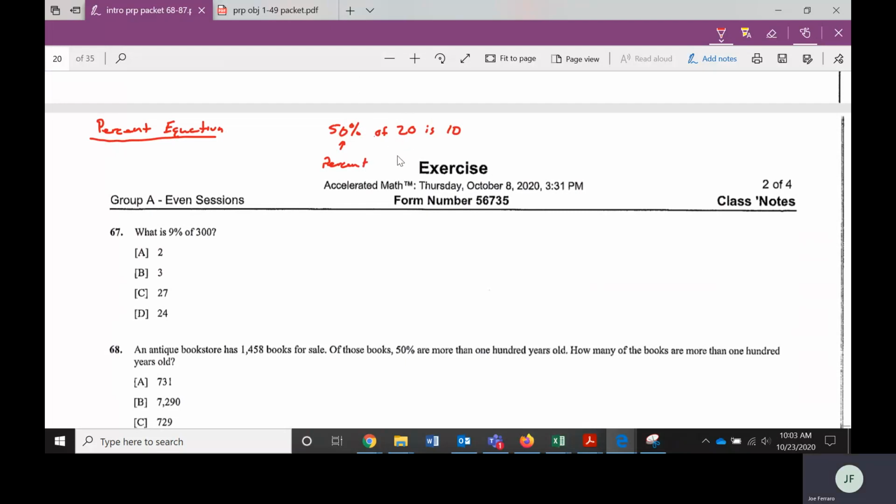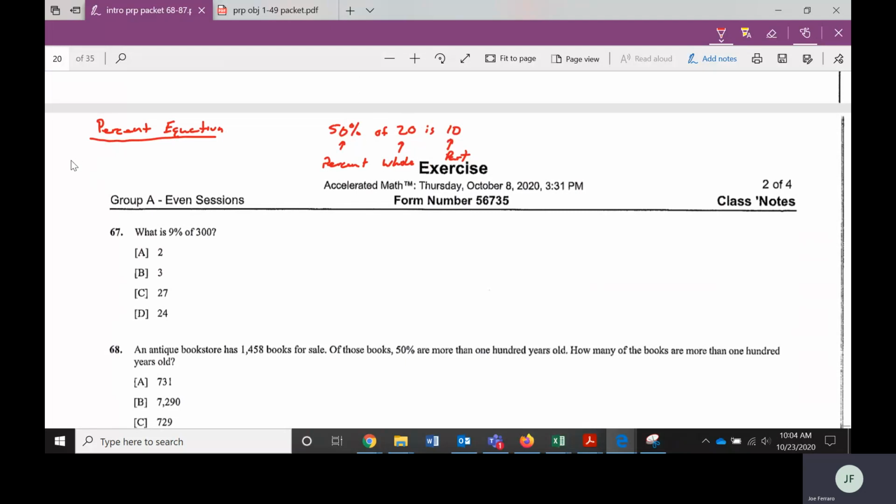Okay, and it's kind of like if you had a test score, what it's out of is like what we call the base or the whole. And that's almost always after the word of. And then the other item is what we call the part. So like here, 10 is a part of 20 that represents 50%, is another way you could write that. So those are the 3 pieces of a percent sentence.